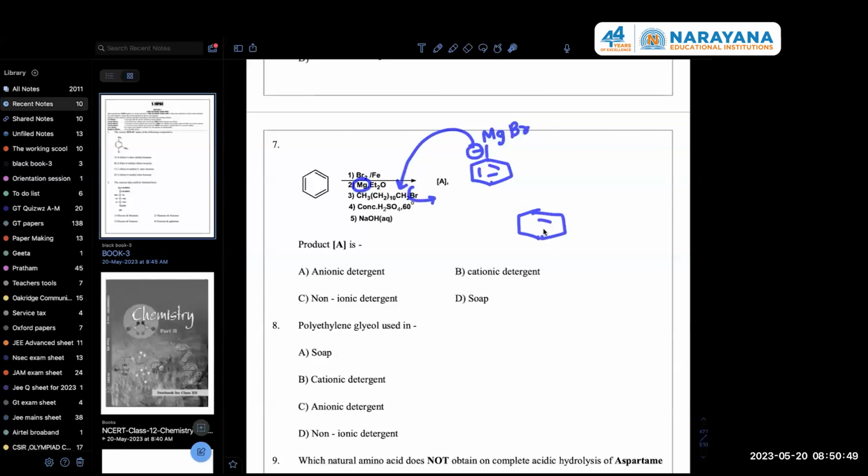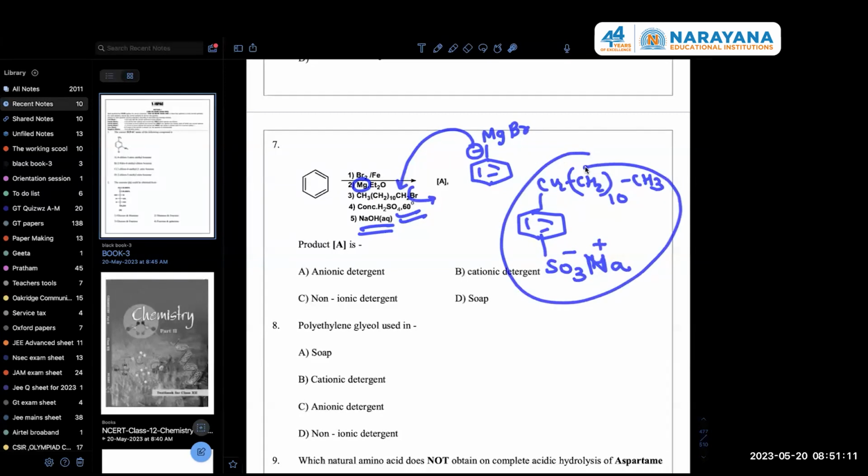So benzene basically has CH2, CH2 whole value 10, CH3. Then if you do sulfonation on the benzene ring, the para position becomes SO3H, and the acidic H is replaced by the base, becoming sodium. This is basically an anionic detergent. Toothpaste. You got?